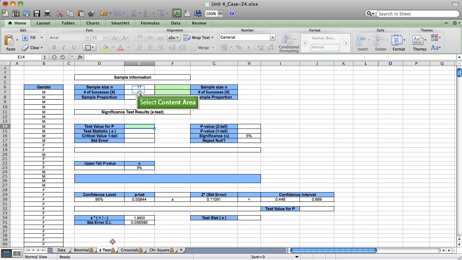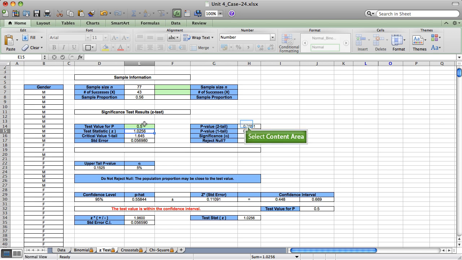will determine X, 43 women out of N, 77 cardholders, so we get a p hat value of 0.56. Using a test value for p of 0.5, we could run the one sample z. Here we can see that z equals 1.0256, and the two-tailed p-value that z produces is over 30%.